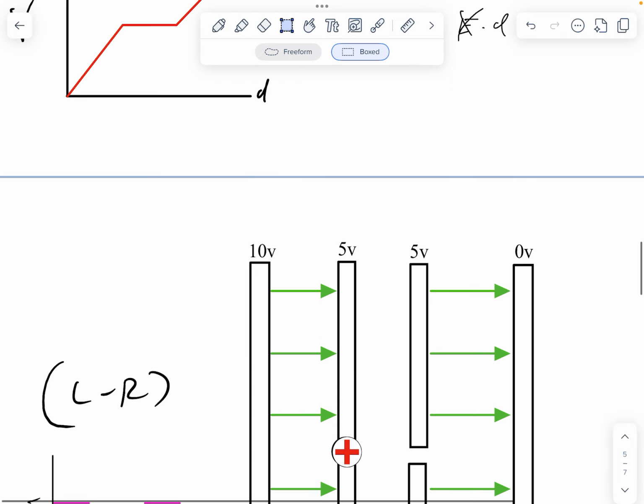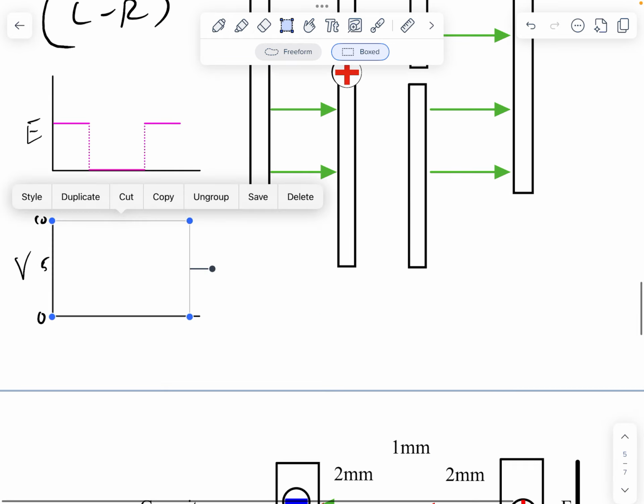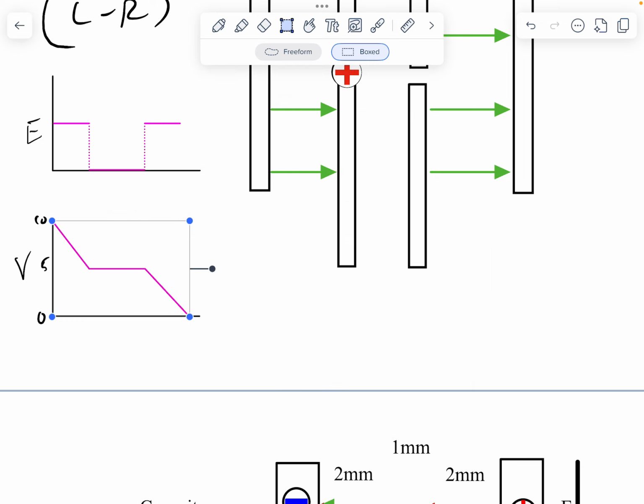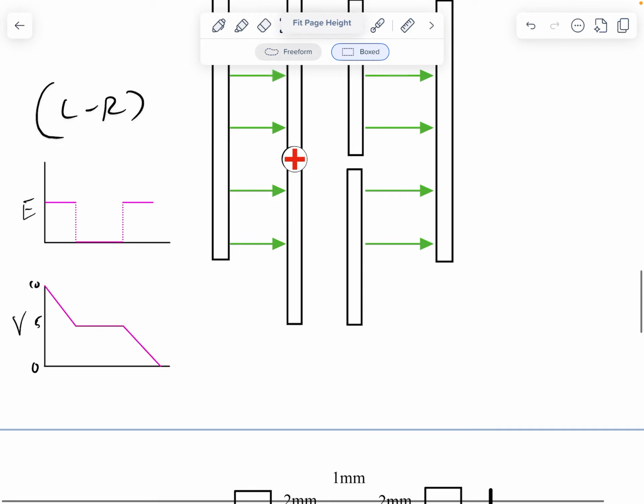Well, we go from 10 down to 5, and then we stay at 5 for a while, so we decrease in voltage, we maintain a voltage, and then we go from 5 down to 0. So the shape of this, we got to stick with pink, looks like that. Again, we have a constant value for the electric field, so the magnitude of the slope for the voltage is a constant value too, so we get a decrease that's a straight line as opposed to a curve. All right, pretty neat.